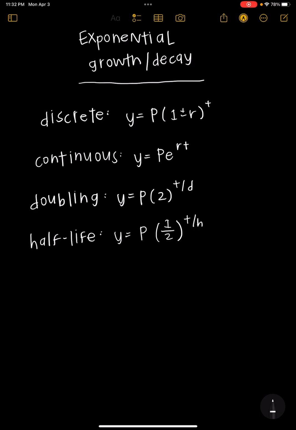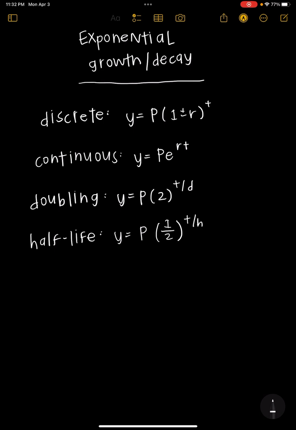For the discrete model, it's y is equal to p times 1 plus or minus r to the power of t, where p is your starting amount, r is the rate of increase or decrease, and t is the time. So in this formula, you have to decide if it's a plus or a minus. If it's growing, then it's plus. If it's decaying, then it's minus. And then you can just plug in all of your values.